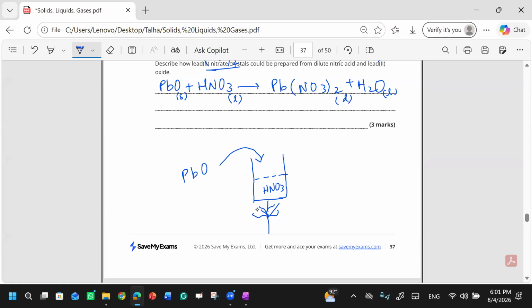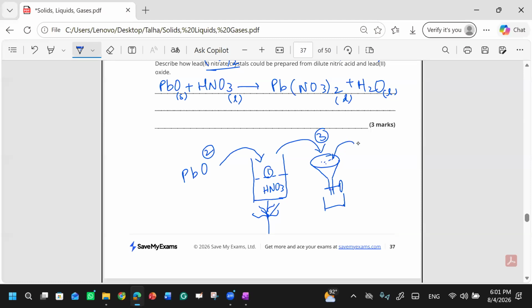You can also check it with litmus paper. There are different techniques by which we can check the end point of the reaction, whether the reaction is completed or not. After that, we will filter it, simple, just like the above question. After filtration, what will we do? Crystallization, where the crystals are formed. After filtering, the crystals are formed.